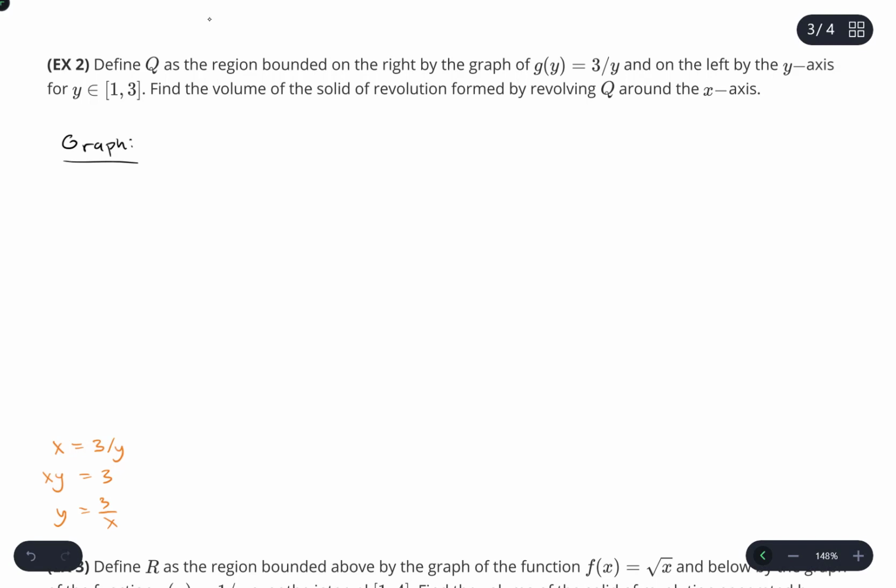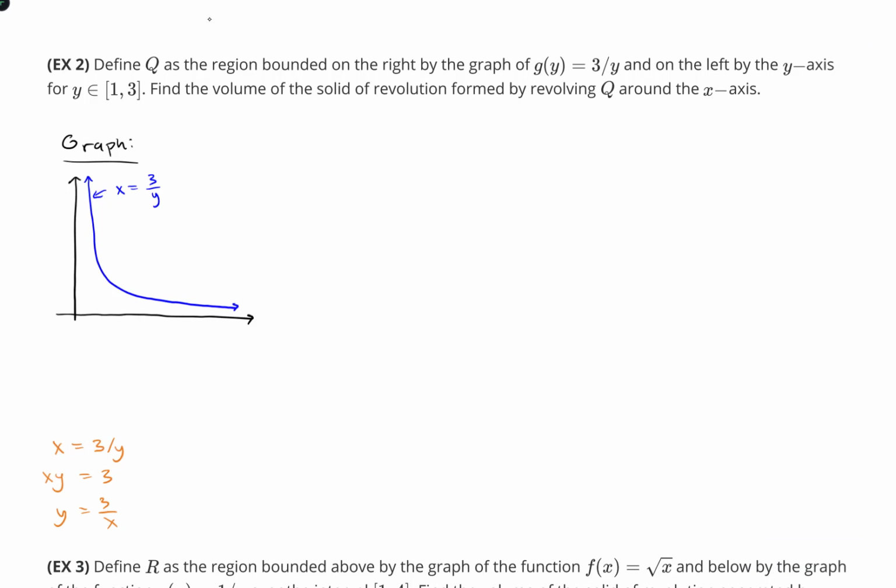So the graph here, it looks like I'm going to be entirely in the first quadrant, so I'll just stay there. And the part of the graph in the first quadrant would look something like this. All right, so that is x equals 3 over y. This region is bounded on the left by the y-axis. Okay, so that's simple enough. That's just x equals 0.